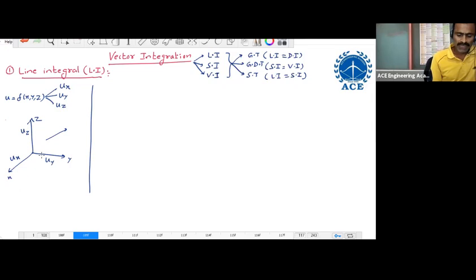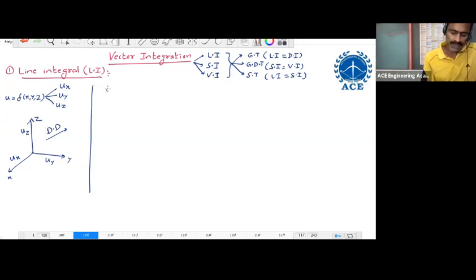Suppose you want to find the rate of change of u in a direction other than the coordinate axes, that is, an arbitrary direction in space. If you want to find the derivative of this function along some arbitrary direction in space, such a derivative is called the directional derivative. This is from the previous topic. These three derivatives are along the coordinate axes only. The directional derivative is along an arbitrary direction in space. These are the coordinate axis directions, and this is an arbitrary direction in space.